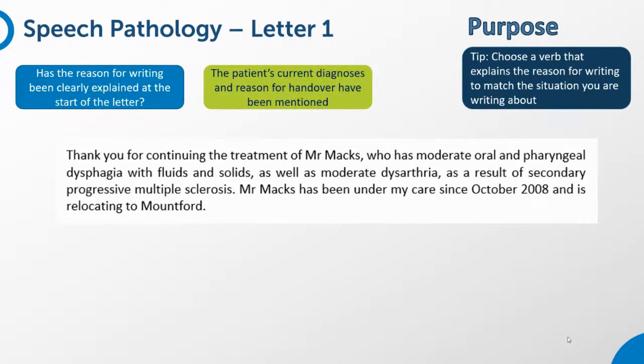And so my tip for purpose is to choose a verb that explains the reason for writing to match the situation you are writing about. And there's a wide variety of verbs you can choose from. And this helpful article on purpose that we're posting into the chat now goes through a number of the different verbs you can choose from to select one which is most appropriate to your reason for writing. And this covers all of the OET professions. So definitely have a look at that article after this session.